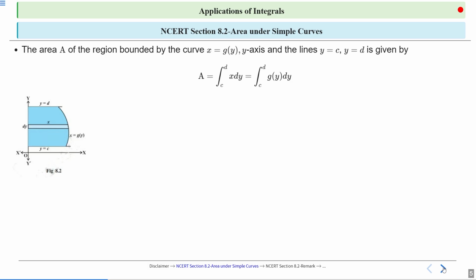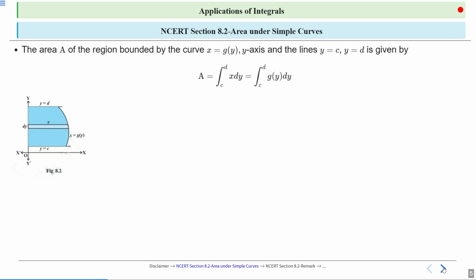So to calculate the area bounded by the curve x = g(y), the lines y = c and y = d, and the y-axis, the area is calculated as a definite integral from the line y = c to y = d. So here the lower limit is c and the upper limit is d. So we calculate the definite integral from c to d of x dy.